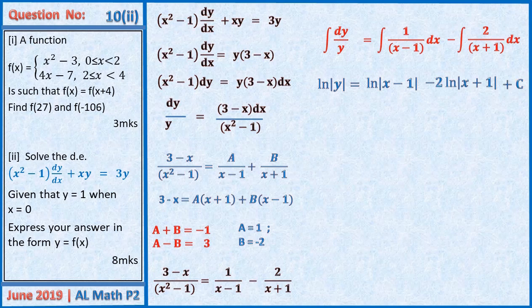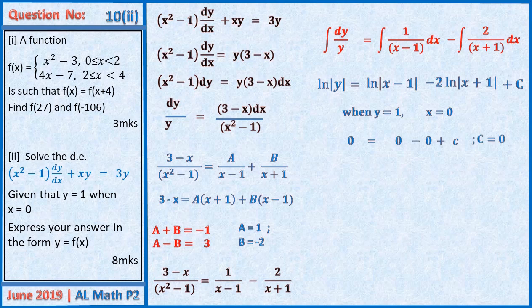But I've been told that when y is equal to 1, x is equal to 0 in the equation, so I'll put the values there to look for c. So ln 1 is 0, equal to ln of the absolute value of minus 1, which is 1, ln 1 is still 0, minus 2 times 0 is that, so c is 0.